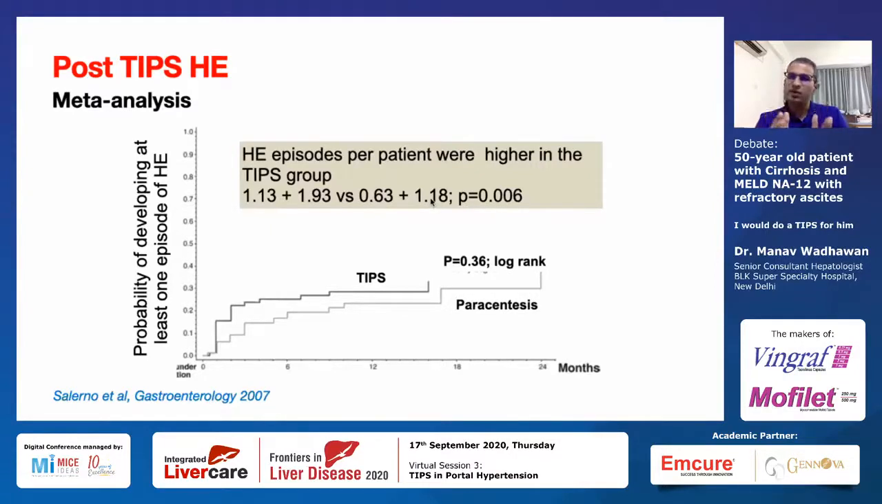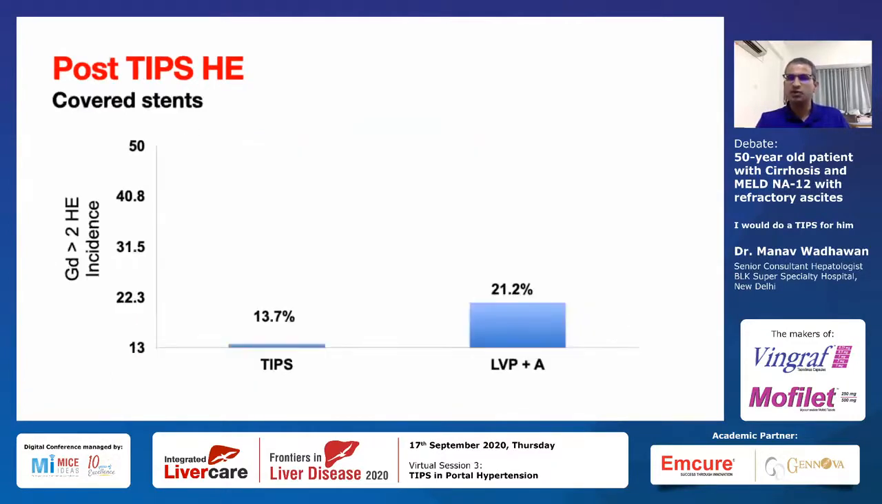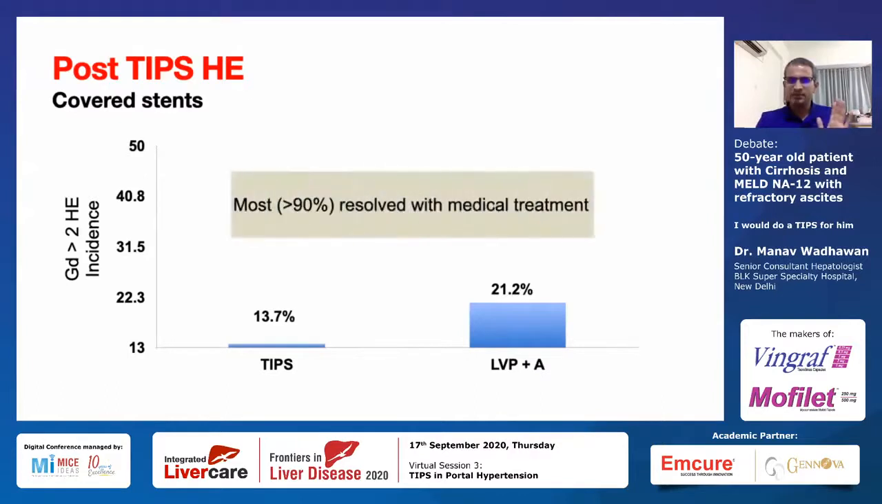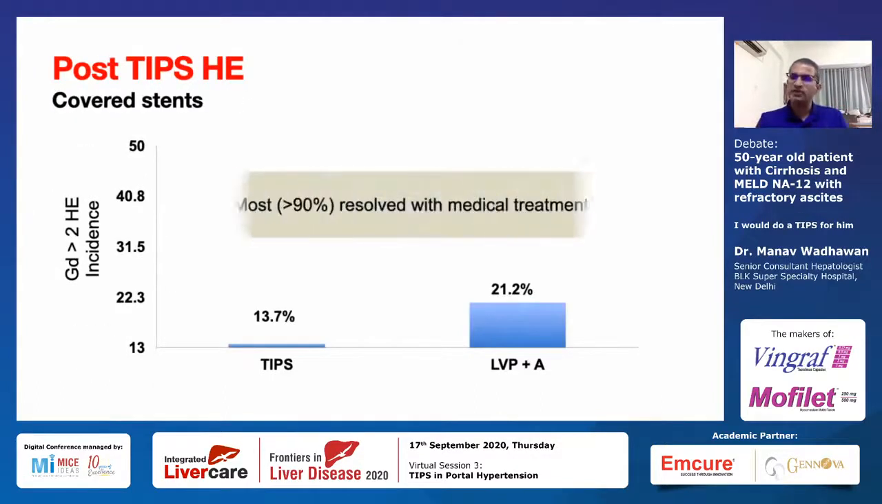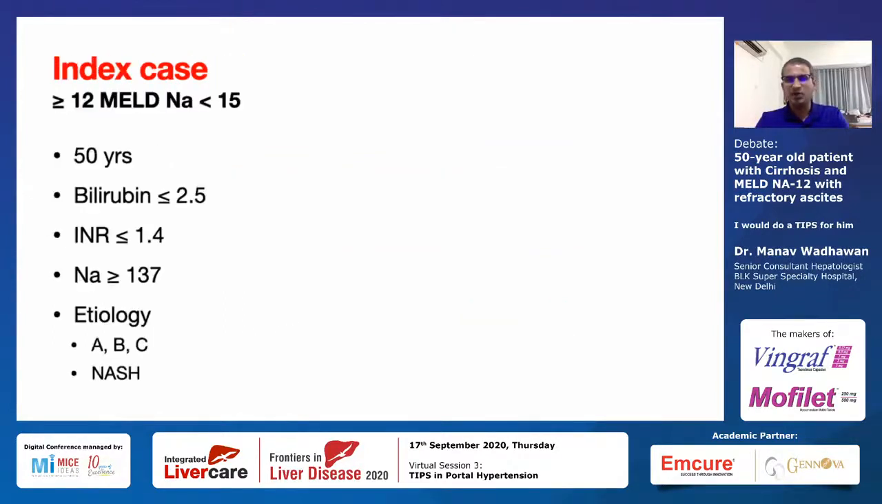It works equally well to remove the refractory ascites, and the HE incidence is less, which has been shown significantly in this trial and many other trials. And if the patient develops HE also, most of the HEs are going to resolve on medical therapy and the patient remains encephalopathy free. Again, the bottom line is the liver function should be preserved.